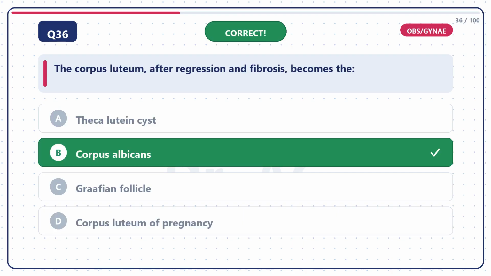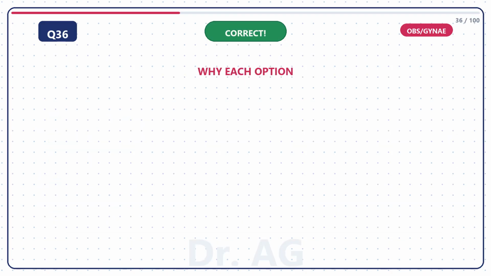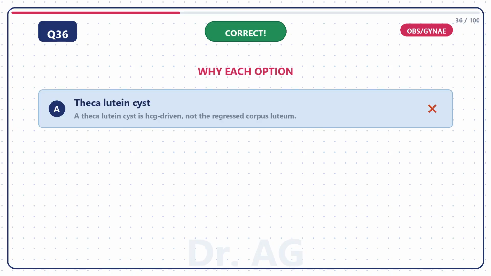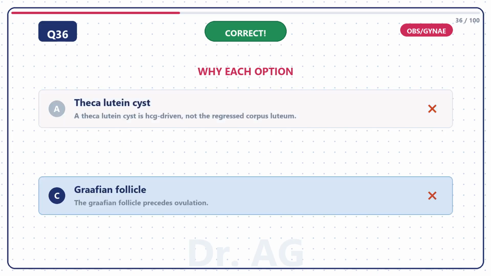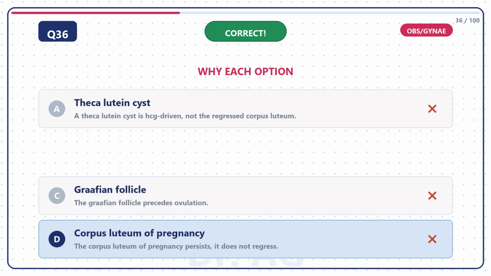The correct answer is option B, corpus albicans. Let's go through the options. Theca lutein cyst: a theca lutein cyst is HCG driven, not the regressed corpus luteum. Graafian follicle: the Graafian follicle precedes ovulation. Corpus luteum of pregnancy: the corpus luteum of pregnancy persists, it does not regress.